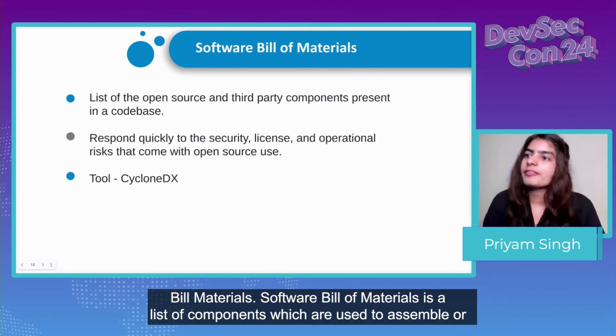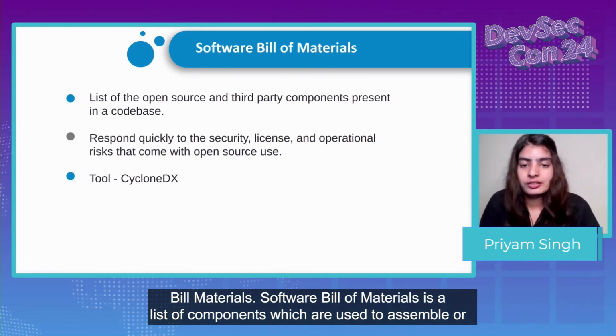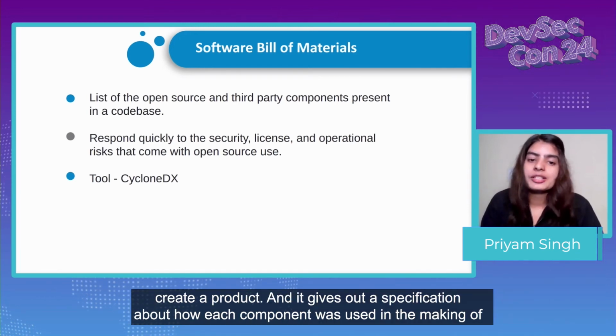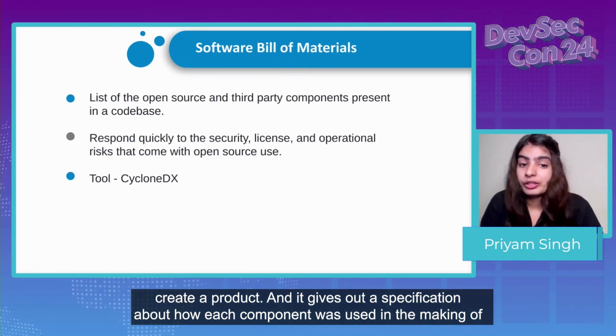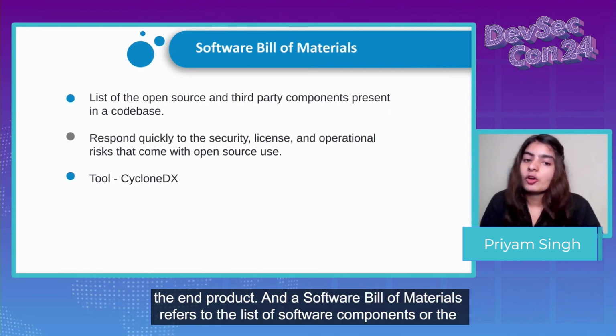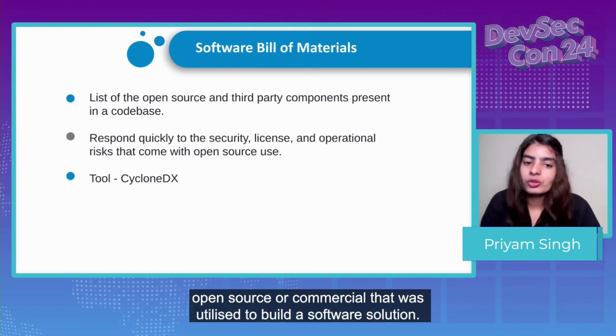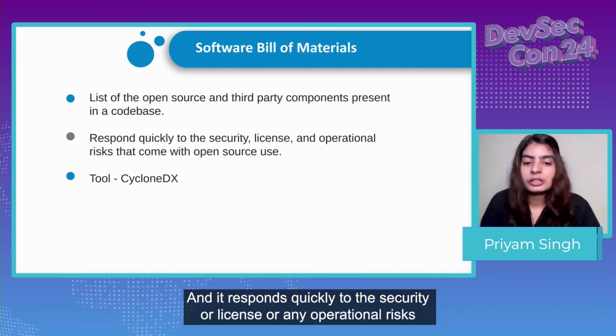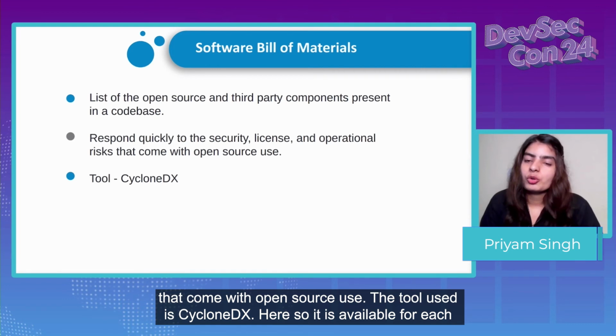Then comes software bill of materials. A software bill of materials is a list of components which are used to assemble or create a product, and it gives a specification about how each component was used in the making of the end product. It refers to the list of software components, open source or commercial, that were utilized to build a software solution, and it responds quickly to the security, license or operational risks that come with open source use.